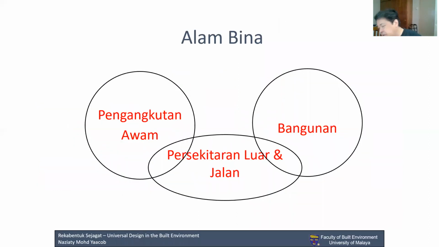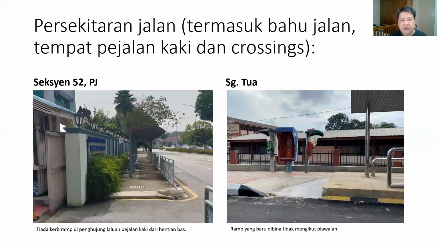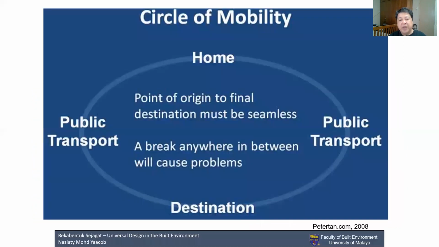When we talk about built environment, we're talking about the transportation vehicles, the street environment, and the building. So when we look at seamless travel, we look at whether there are no barriers to using pavements, and in this case, there are barriers. So it's poor design here. And the concept of the circle of mobility is from home, a point of origin, to final destination, must be seamless. For example, going through public transport to your destination, could be a shopping mall, could be a religious building, and then going back home with the public transportation, including street environment and pavements. So a break anywhere in between will cause problems, by Peter Tan.